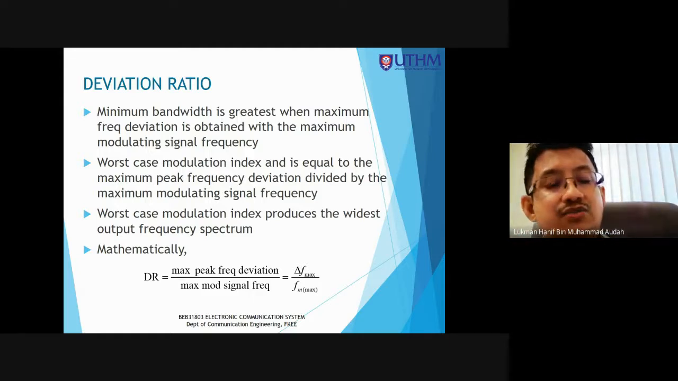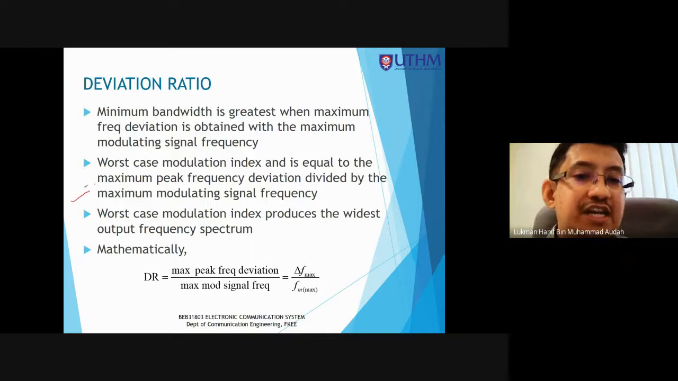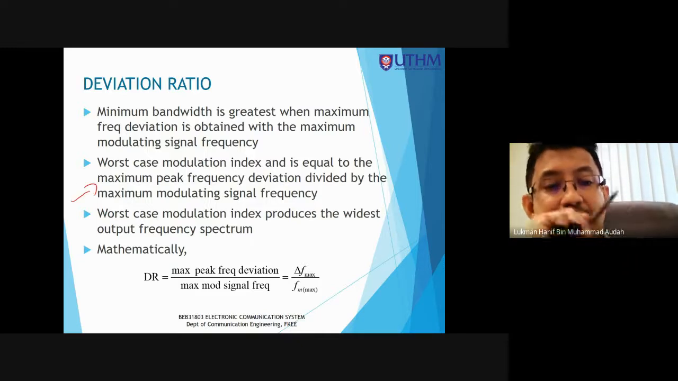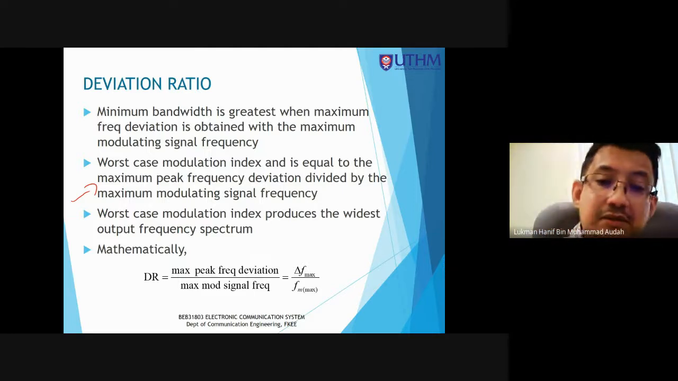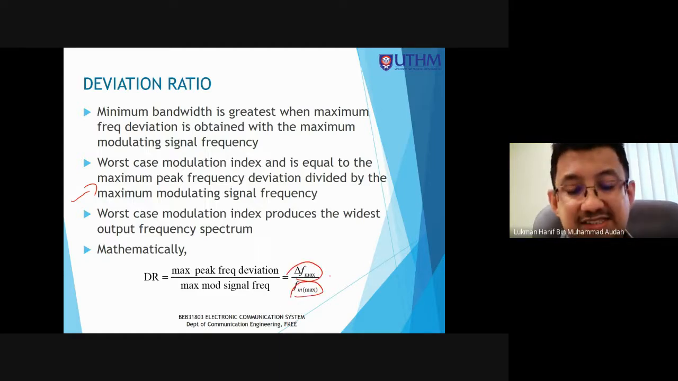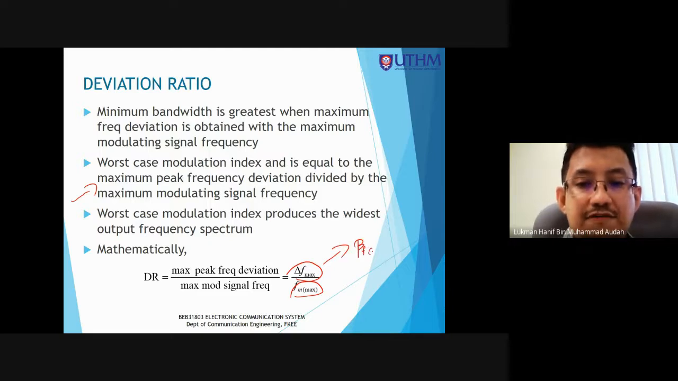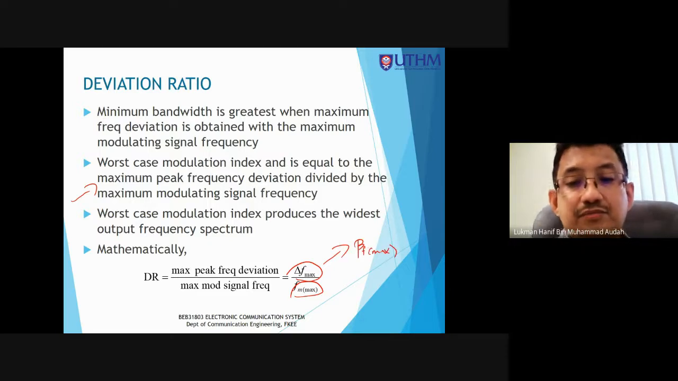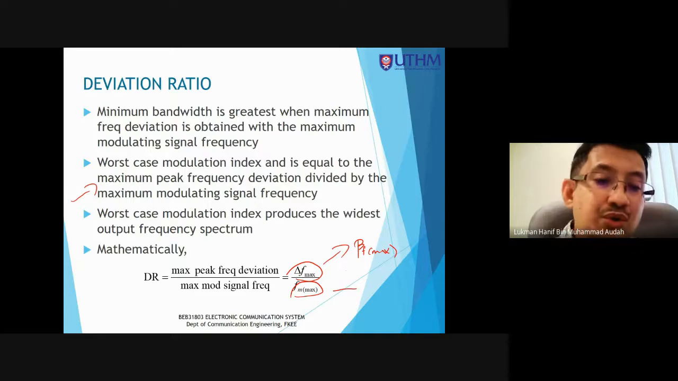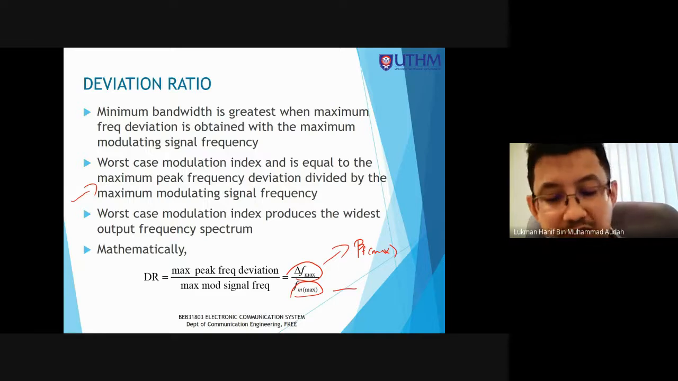So this is what they call the worst case modulation index, equal to the maximum peak frequency deviation divided by the maximum modulating signal frequency. Bermakna delta F max divide with Fm max. So this is actually beta F max, which is defined as DR, deviation ratio. Dia tidak ada unit, no unit. Okay.